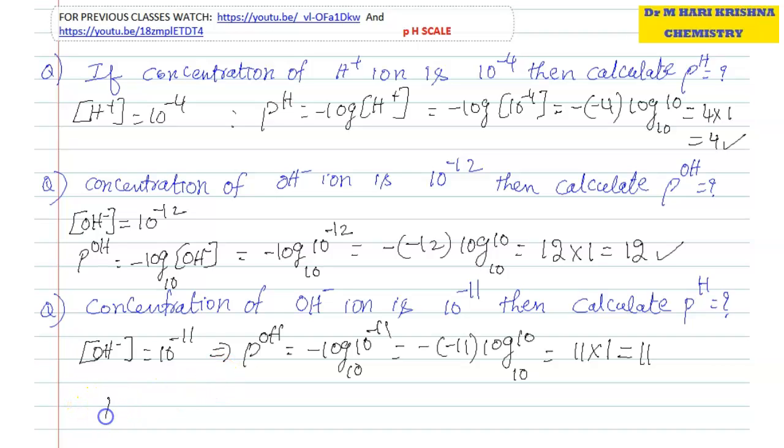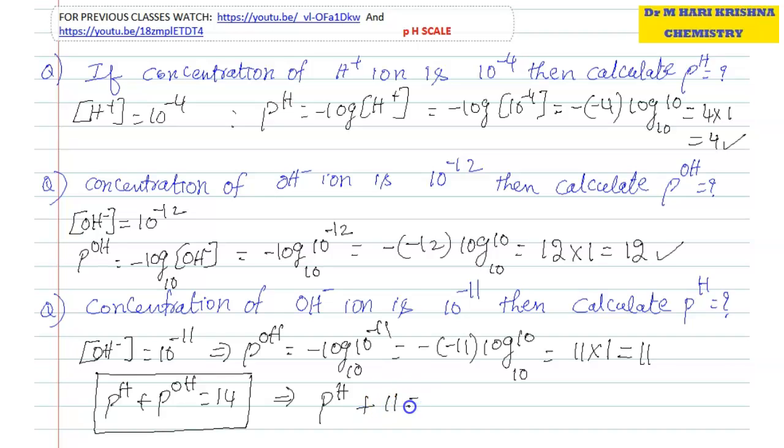Then how to find out pH? Simple formula, pH plus pOH equal to 14. We have this formula already. pH plus pOH equal to 14. We know the pH, we know the pOH value. So substitute that value. pH plus pOH is 11 equal to 14. Then pH equal to 14 minus 11. So answer is 3. So here pH is 3. 3 is the correct answer.